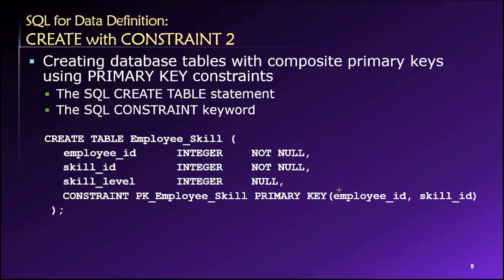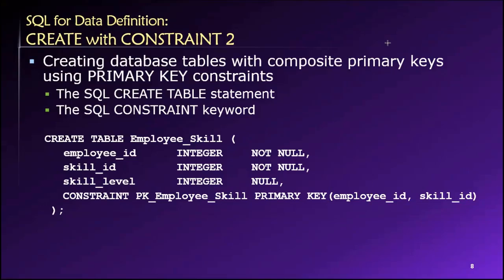So this is saying we want to use employee ID, comma, skill ID. So the combination of employee ID and skill ID will be used as the basis, or as the primary key, for this table. So it's a composite primary key consisting of the combination of values from those two columns. Okay, so that's pretty easy.